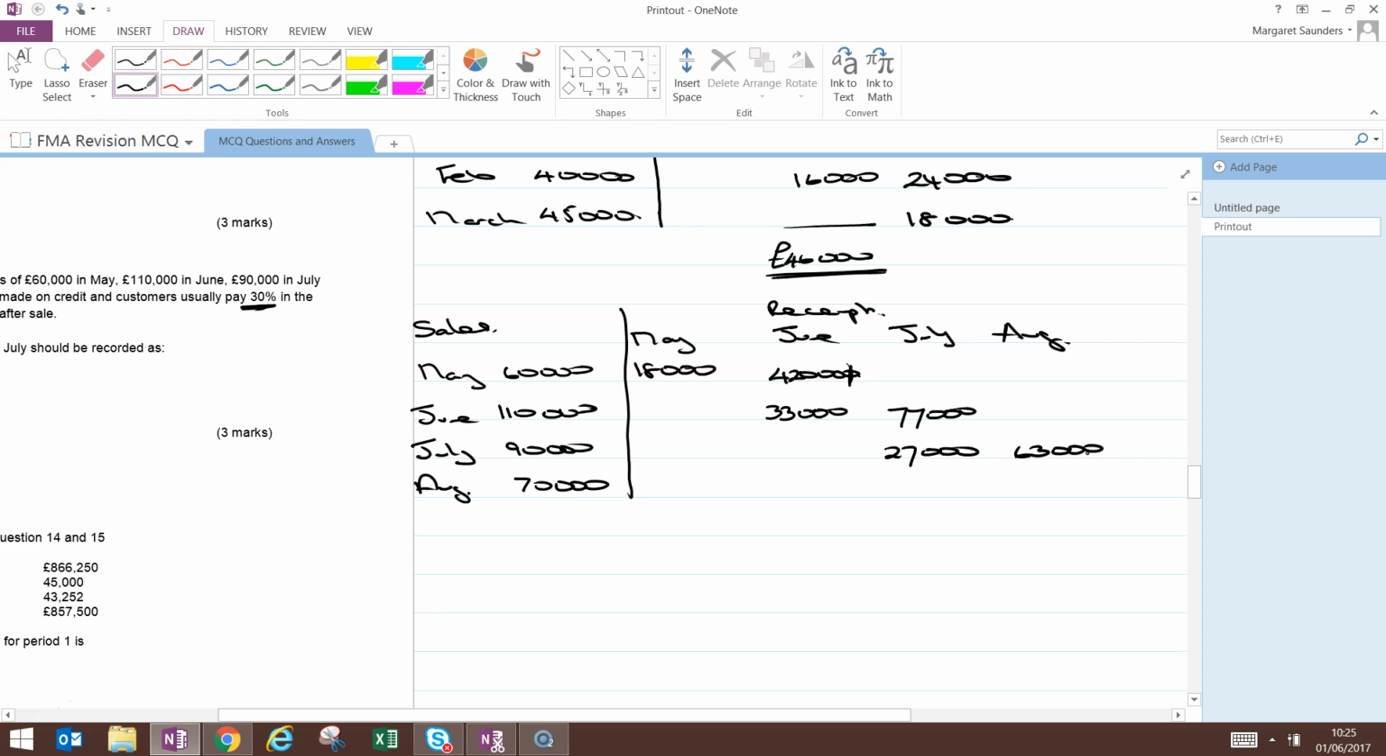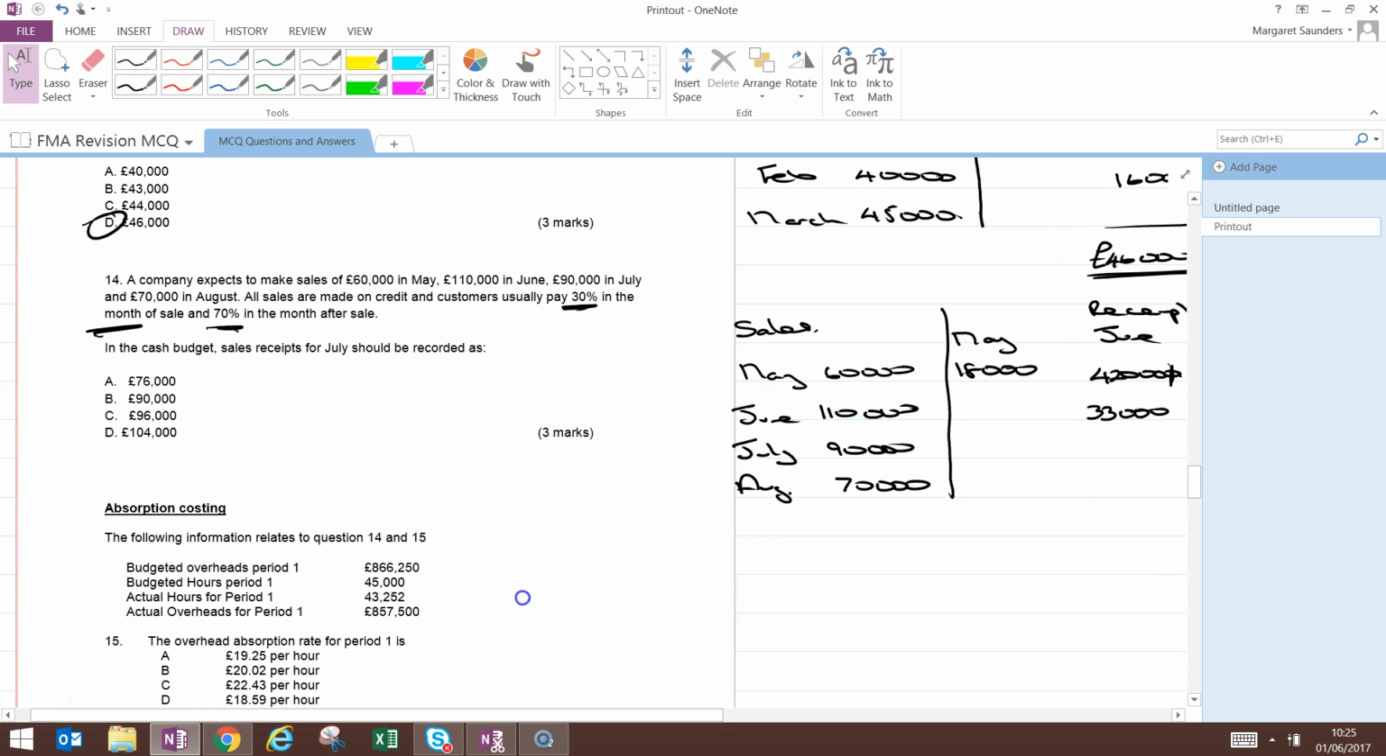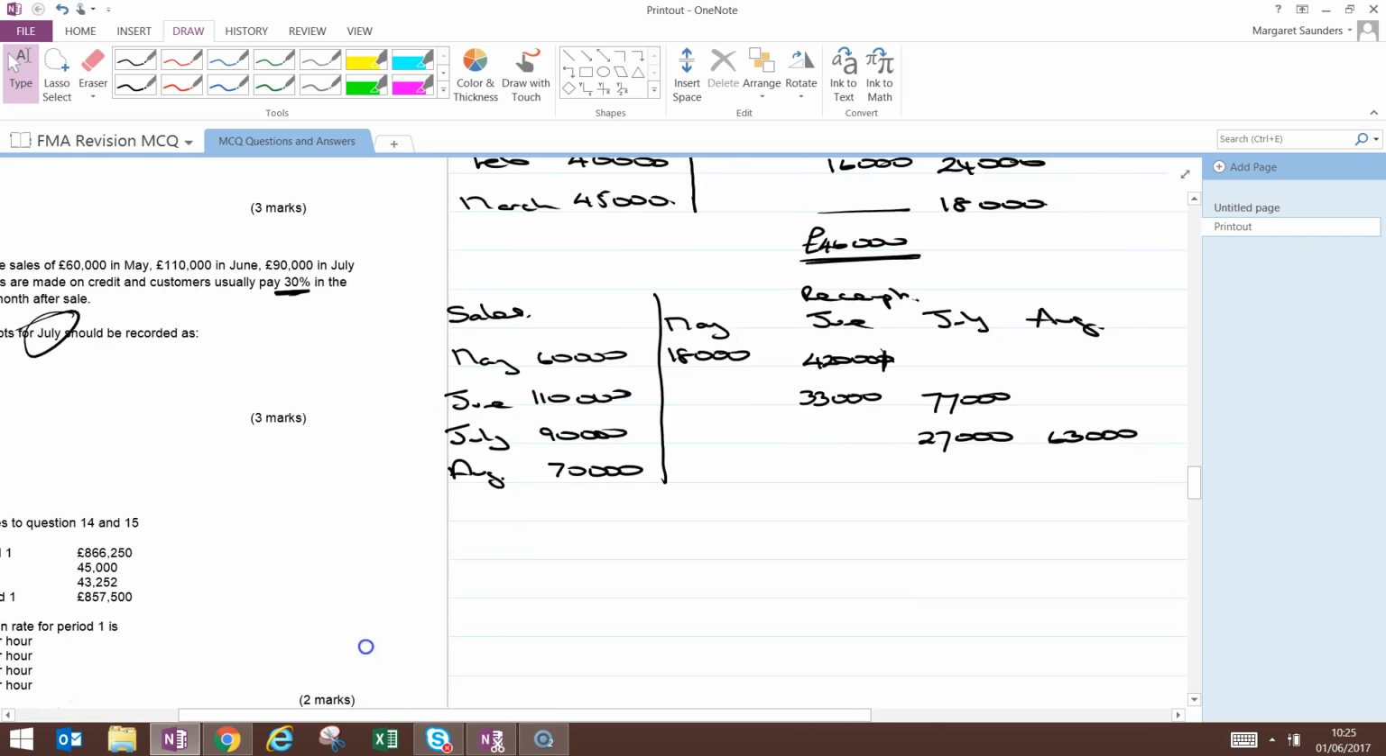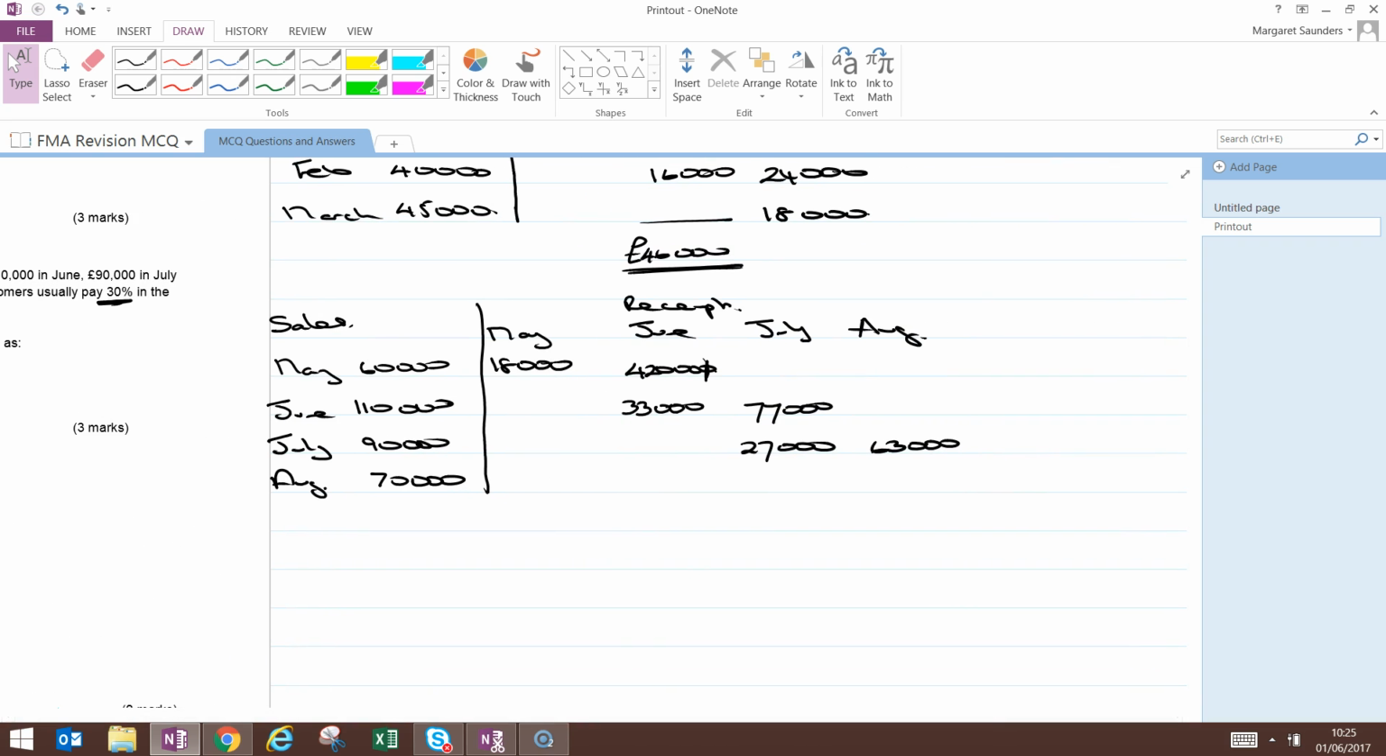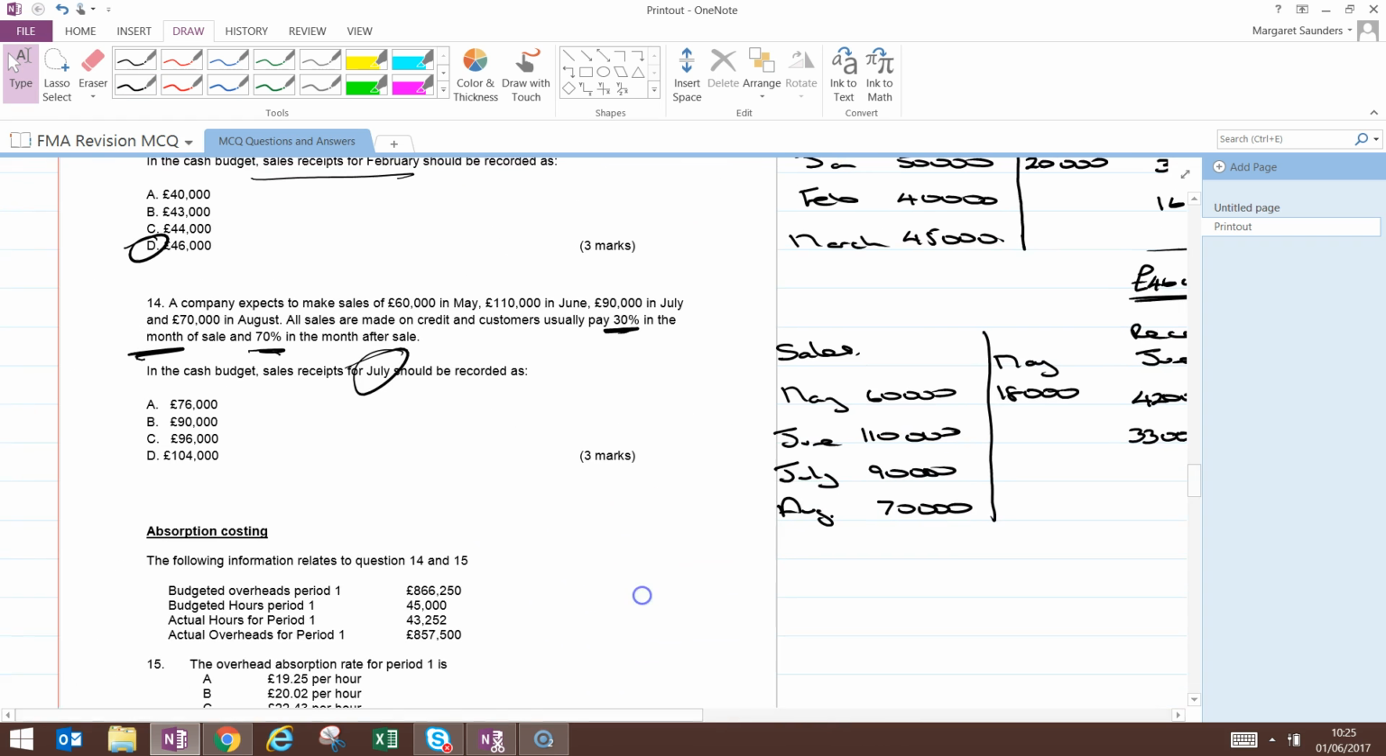Now we don't have to worry about August because the question is asking us what our sales receipts are for July. So our August sales will be received in August and September, so we don't need to do any calculations for that. So let's look at our receipts columns. What will come in July? 77,000 and 27,000. So £104,000. Answer D again.